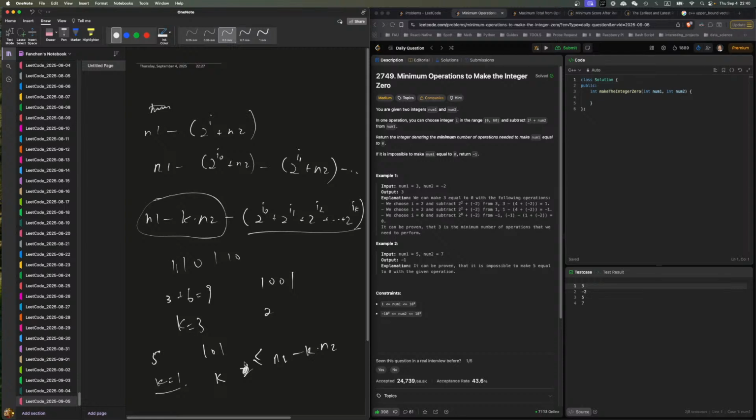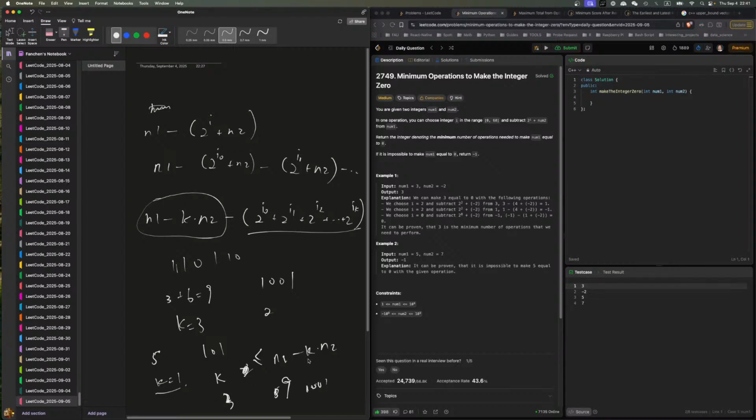K needs to be smaller or equal to this, because if k is too big, it fails. So when k is 1, this is a 5. That's good, but we have 2. The minimum is 2, so that's no good. So when k is 2, this is 7. The minimum is 3. That's no good. So now k equal to 3, this is 9. 9 is 1001, so I have 2.